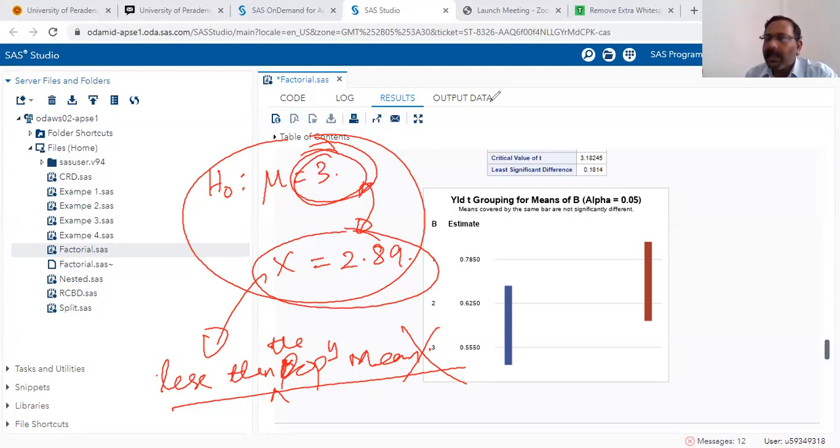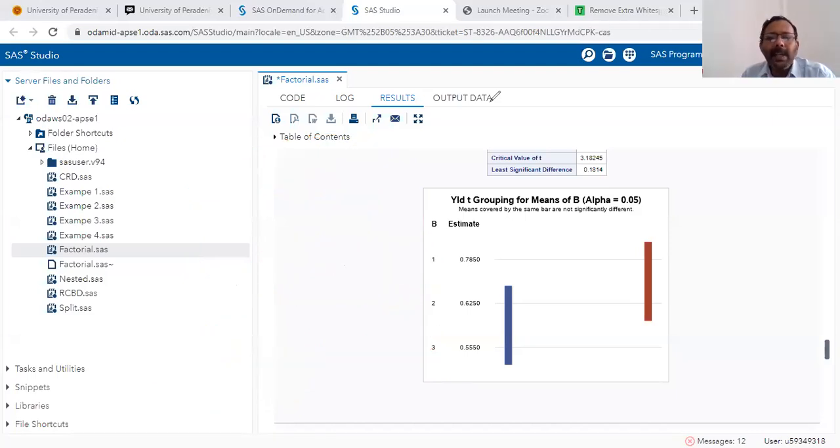That is why we are using statistics. So in this case also the values are different.